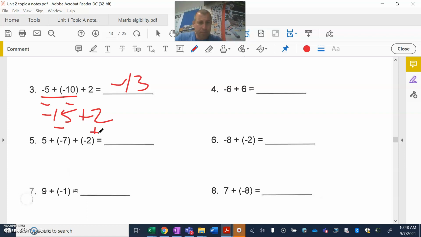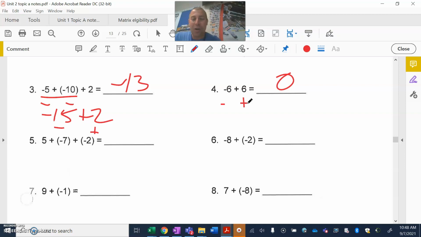Question 4. You could just say, hey, they're opposites. Anytime you combine opposites, you always get 0. I'll buy that from you. I'm at negative 6. I move to the right 6 spots. I'm at 0. You can also say, hey, that first number is negative. That second number is positive. Different signs, so let's subtract. 6 minus 6, 0. I'm not worried about positive or negative because it's 0.